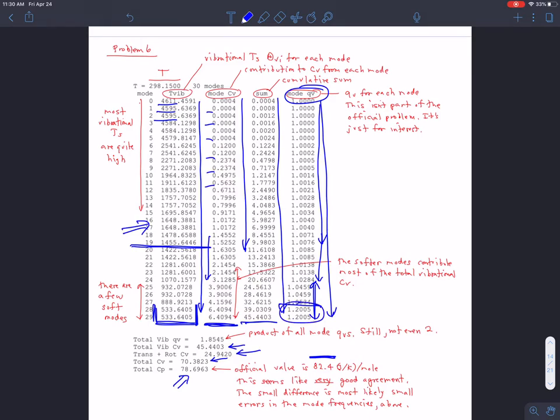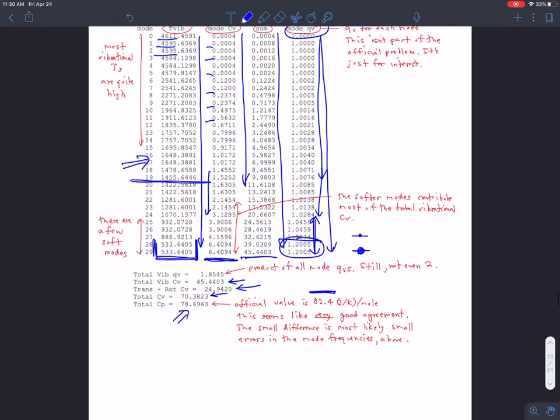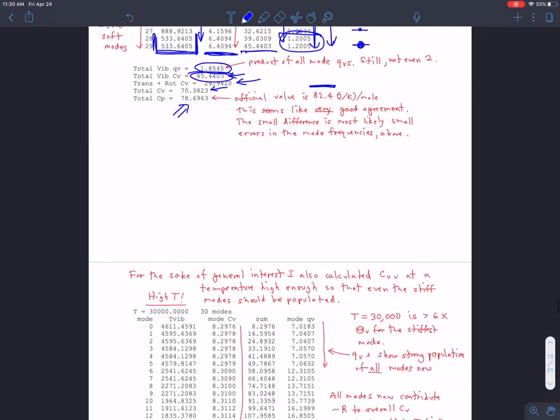And even they are barely populated, right? That means that the ground state is still the dominant one, but there's a little population in the first excited state, and that's just about it. And the overall population of all modes combined is still less than 2, so we're not getting very much population of the vibrational modes, and yet that's enough to give considerable contribution to the overall CV of the molecule. So it doesn't take a whole lot of population, especially when there's a lot of modes, to get a pretty big contribution to the heat capacity, and that's the lesson from this calculation.